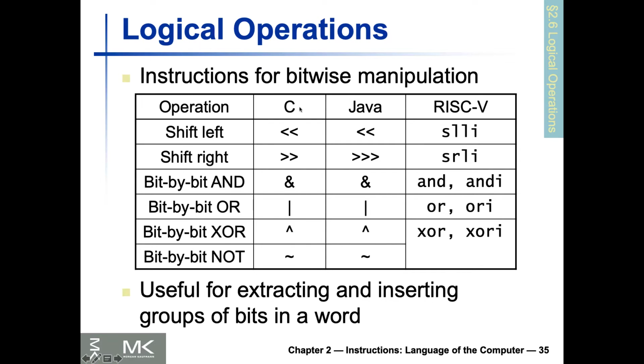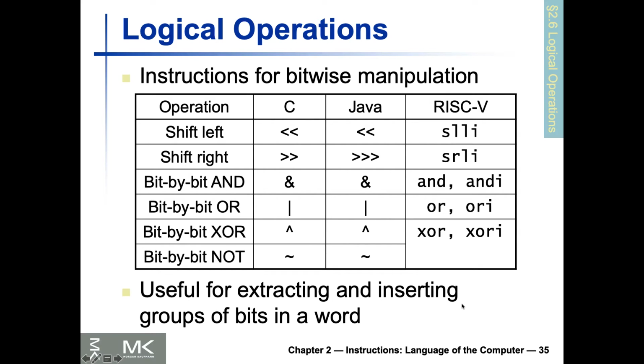For shift right we represent it in C by this. Java has a little bit different notation. In RISC-V we're going to show it with SRLI. And these are the other logical operands, so you can do the bit by bit and, this is the ampersand. So either you're going to do the and or andi, and then bit by bit or, and XOR, and not, right?